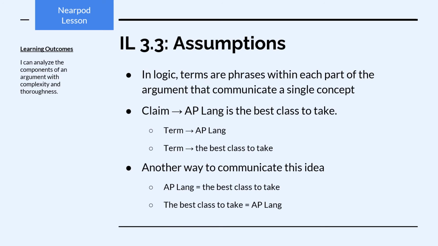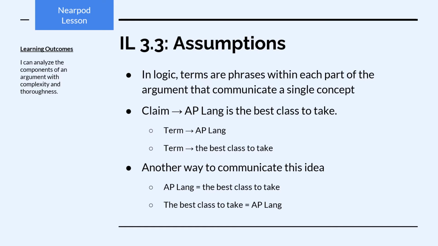So what do I mean by terms in this case? Well, in the study of logic, terms are just phrases within each part of the argument that communicate a single concept. So if I look back at the claim from my sample argument, I claimed that AP Lang is the best class to take. That statement contains two terms, AP Lang and the best class to take. Now I know that second term is not really what you would usually consider to be a term. When you hear the word term, usually it's another word for like vocabulary word or that sort of thing. But in the study of logic, again, terms are just any phrase that communicates a single concept.